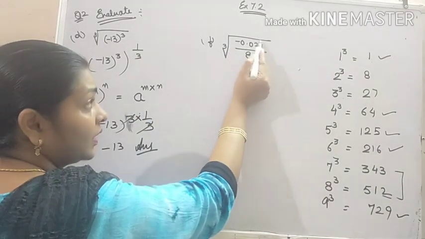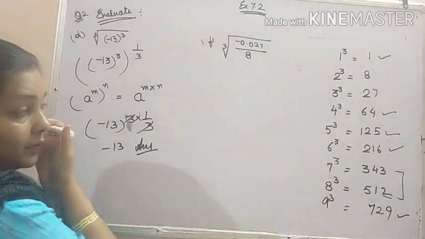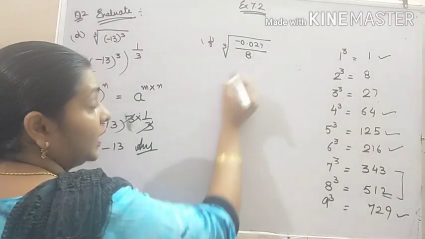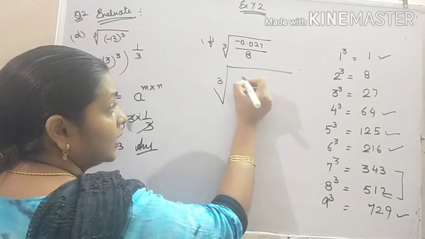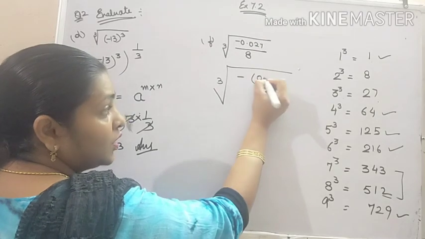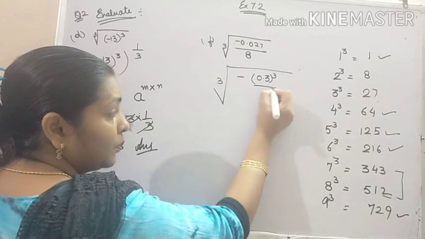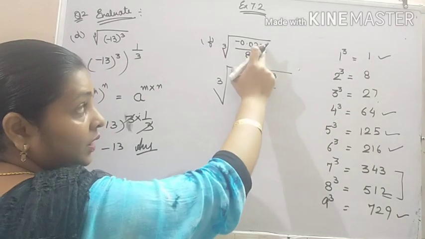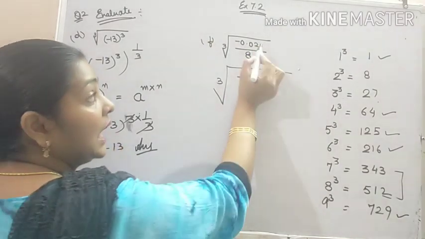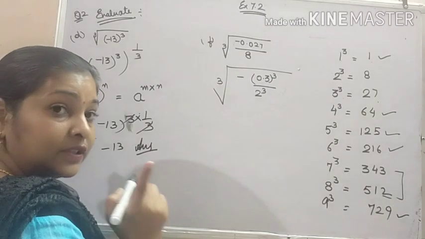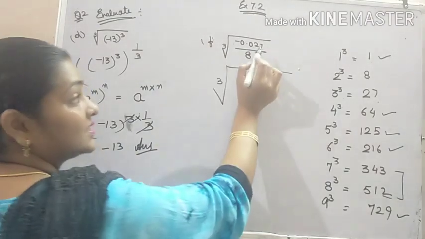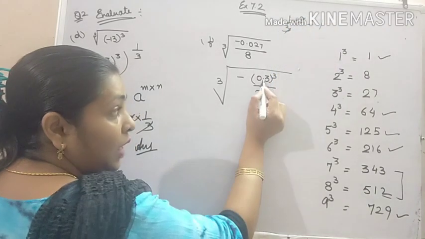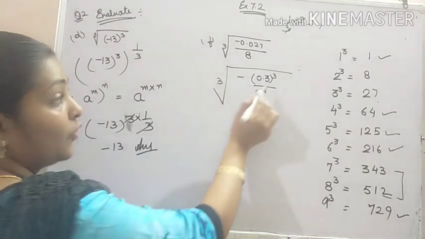Now see this part. Here cube root is given and these numbers are cubes of some number. See, 3 cube is 27 and 8 is the cube of 2. So it can be written as minus 0.3 cube upon 2 cube, because 27 is the cube of 3, and the number of decimal places becomes 1/3. There are 3 places. 1 by 3 into 3, that is 1 place. So I have put a decimal before 1 place.